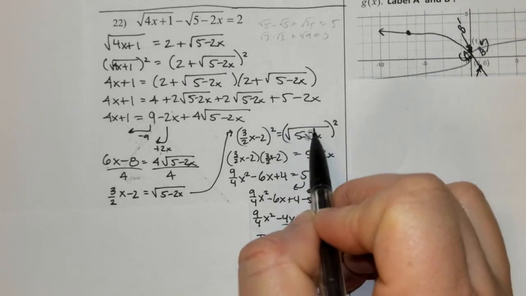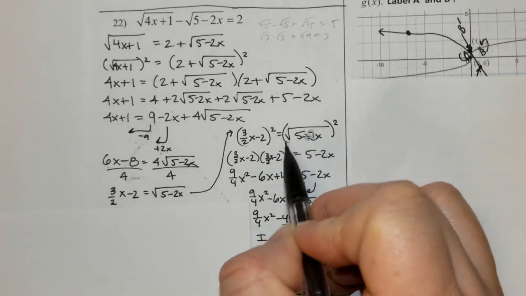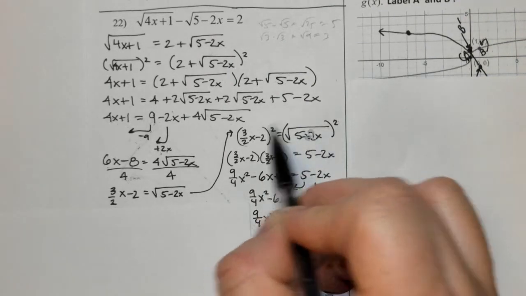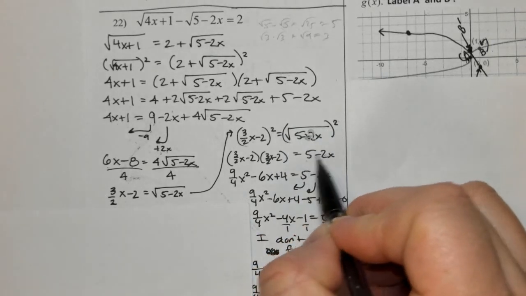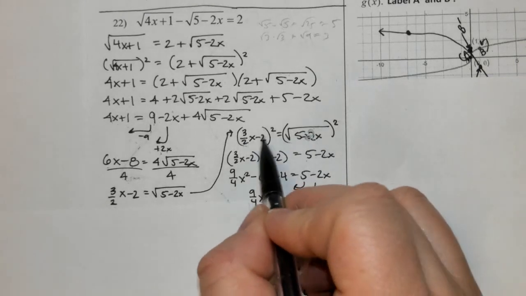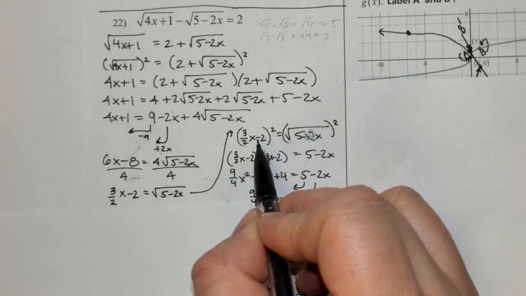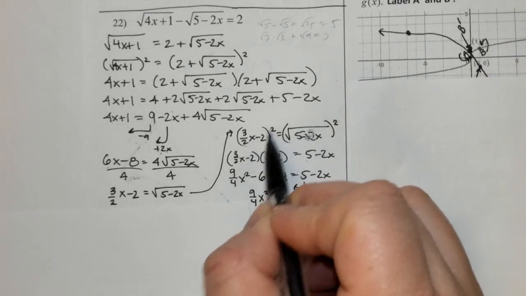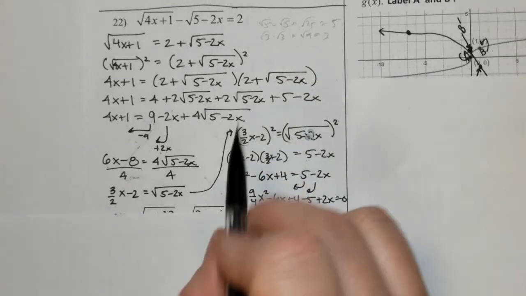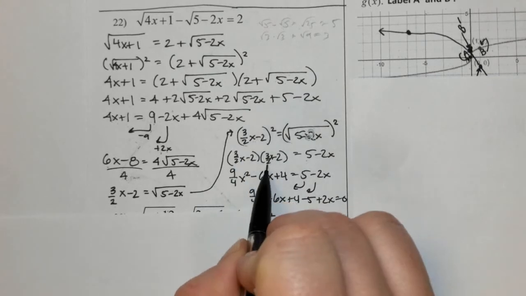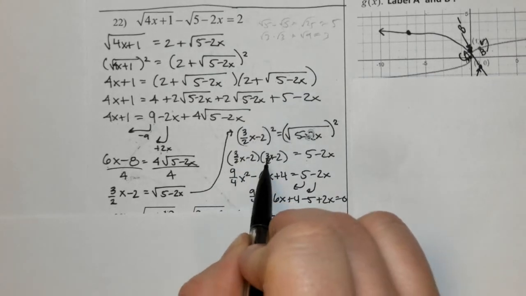Now, I want to get rid of this radical. It's a square root. Opposite of square root is square, so I'm going to square both the left and the right. The square root and the square cancel. I bring down 5, subtract 2x. On the left, because these two quantities are separated by adding or subtracting, I need to write this a total of 2 times. And now I'm going to FOIL. So, 3 halves times 3 halves. 3 times 3 is 9. 2 times 2 is 4. There are 2 x's.